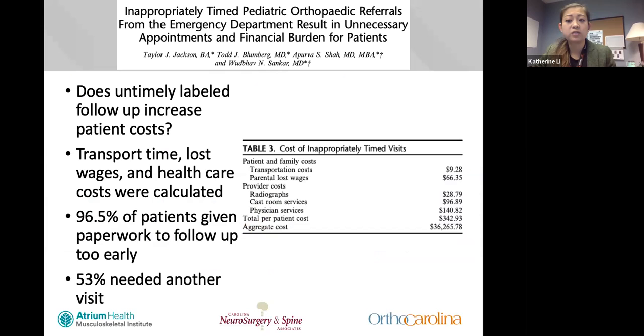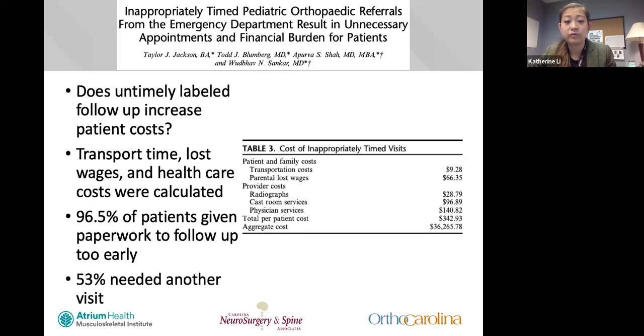So this retrospective review looked at pediatric referral patterns for pediatric patients with musculoskeletal injuries out of urgent cares and emergency departments. They found that 53 of these patients needed another visit after their first visit because 96.5% of them followed up either too early to confirm healing, too early to discontinue their immobilization, or too early to meaningfully alter treatment.